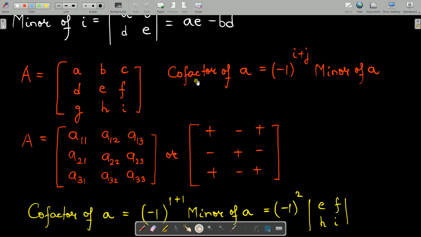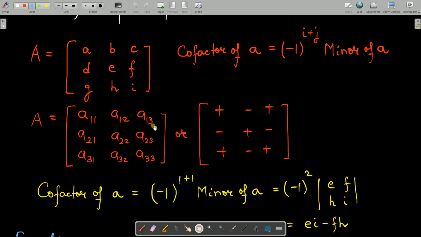If I want to find the cofactor of A, then I simply need to multiply the minor of that A by this factor: minus 1 whole to the power of i plus j. Here i plus j indicates the row and the column, where i indicates the ith row and j indicates the jth column. So these elements you can write in this manner as well: first row first column, first row second column, first row third column, second row first column, second row second column, second row third column, third row first column, third row second column, third row third column.